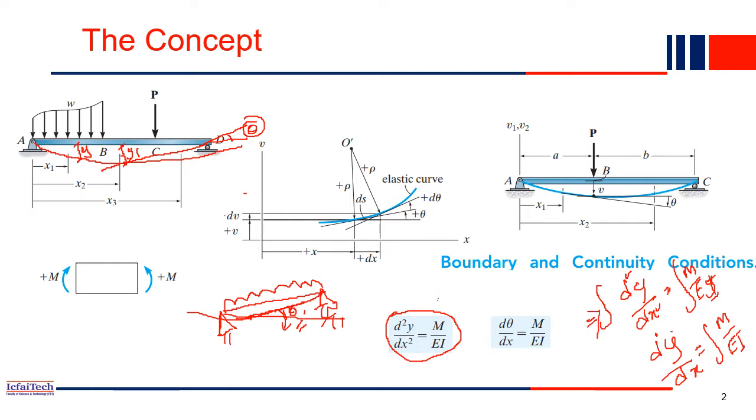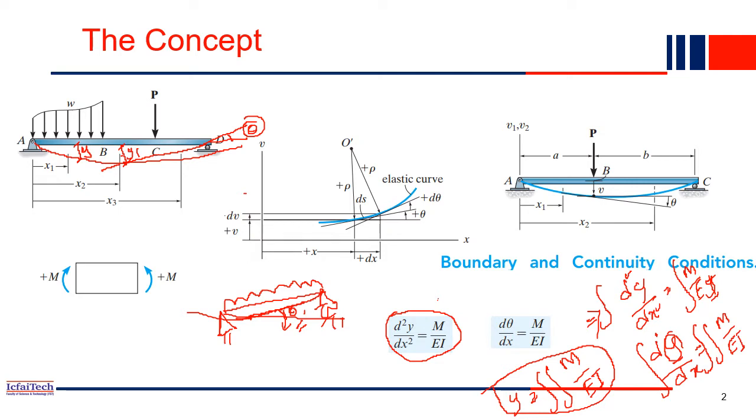But our main objective is to find y, so you need to integrate one more time. Integrate again, and you will get y equal to the double integral of M/EI. That is y, which means deflection. That's why the method is called the double integration method.